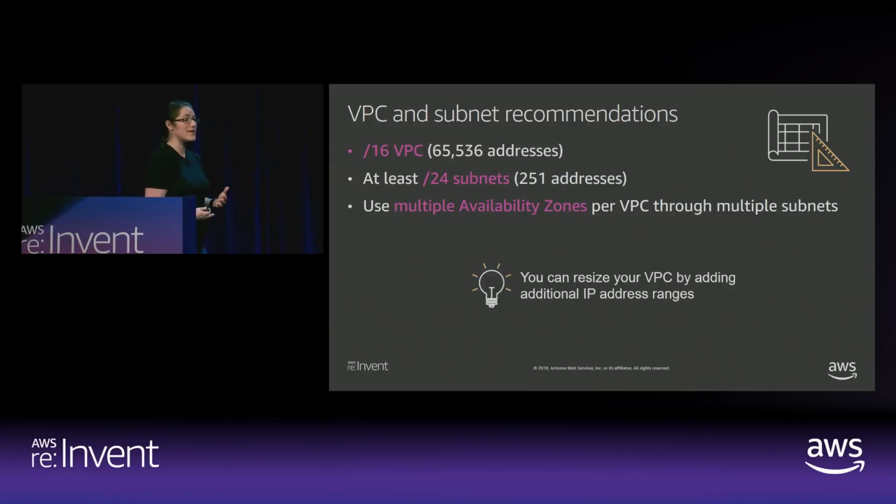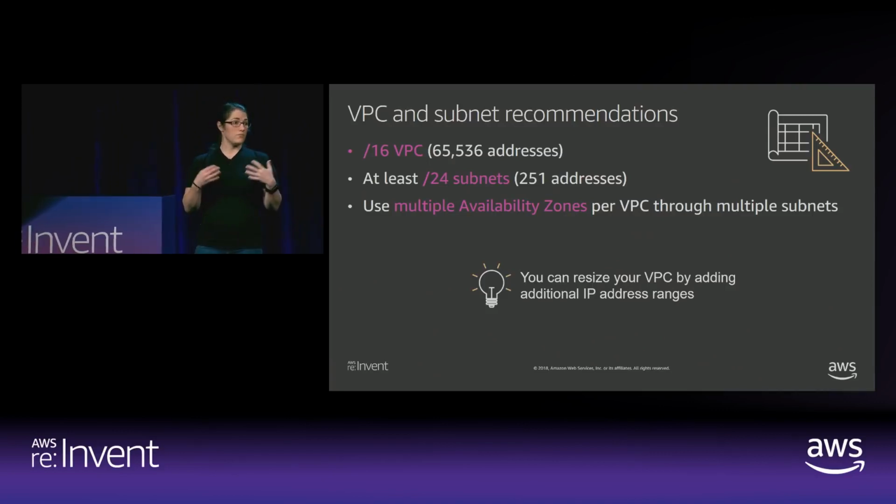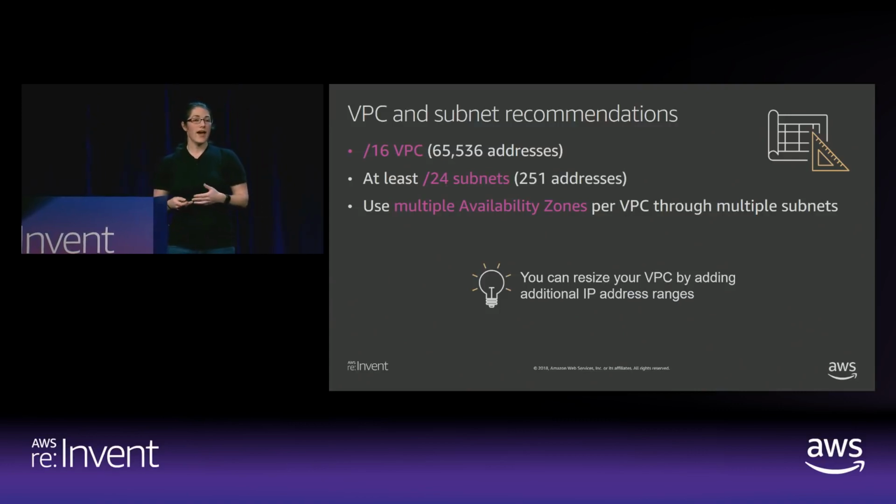And then we also recommend strongly that you create subnets in multiple availability zones, because that's going to be how you actually leverage multiple availability zones. Now, last point, if you're not sure about that /16, if you're not sure about how much space you'll need, you can actually resize your VPCs by adding additional CIDR ranges later on, up to 5 of those.